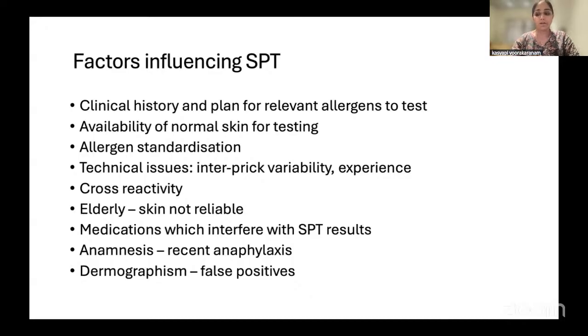Then there is the availability of skin for testing, especially in atopic dermatitis patients where the skin is extremely frail and you will not be able to perform it. And there are technical issues: there is interprick variability, the experience of the performer matters a lot, and allergen standardization is one of the major factors which influences skin prick testing. There are other multiple factors which do influence it, but these are the major ones.